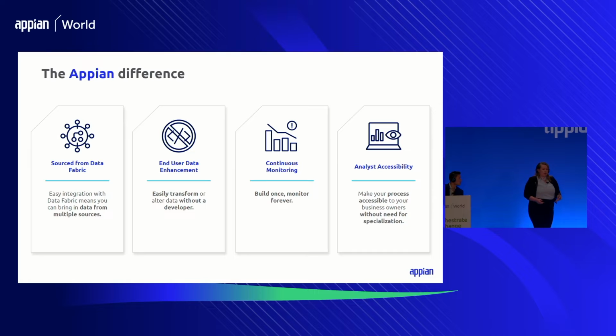So the difference is data fabric. If there's one thing you take away from this, it's data fabric. You can easily integrate across all of those systems to create a single unified event log, regardless of whether or not it's coming from external systems or your internal Appian applications. You'll have one source of truth that you can use as the source for your processes.